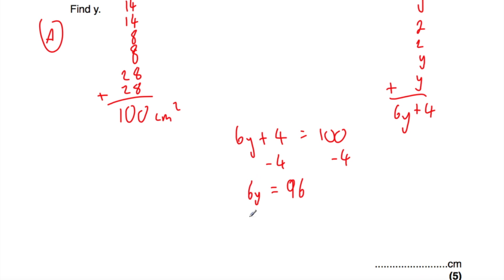We want to get rid of this times by 6, so let's divide by 6 and divide by 6. So on the left hand side of the equation, we'll be left with y because we're dividing by 6 to get rid of the times by 6.